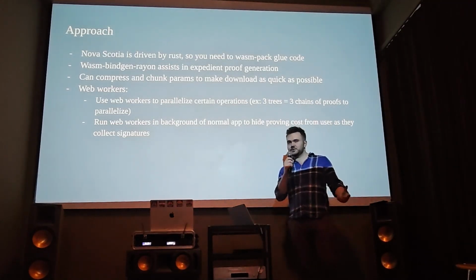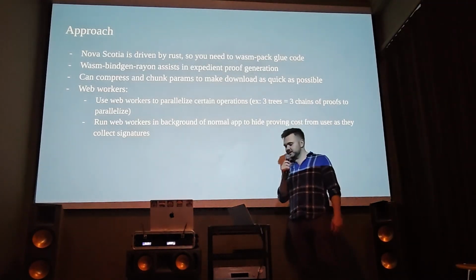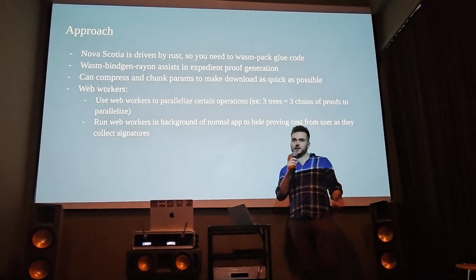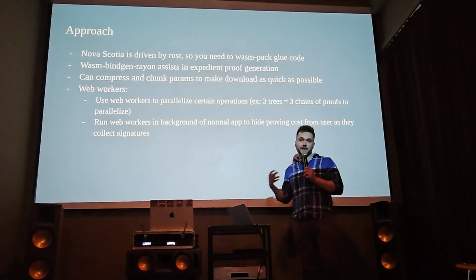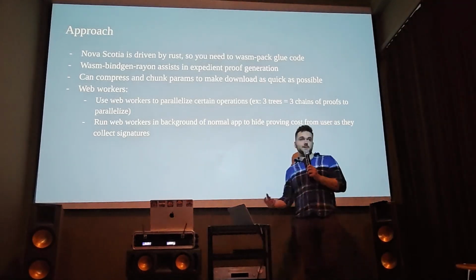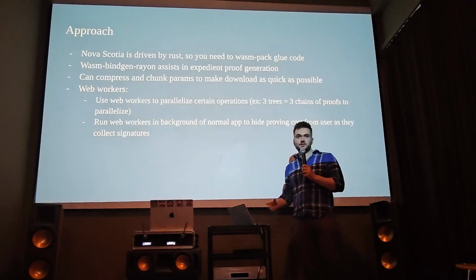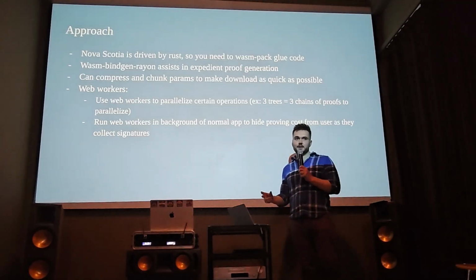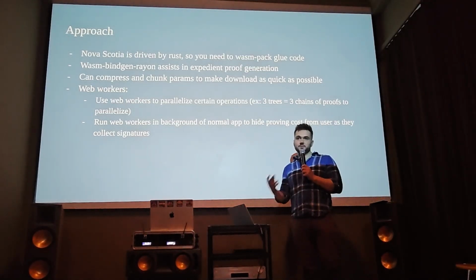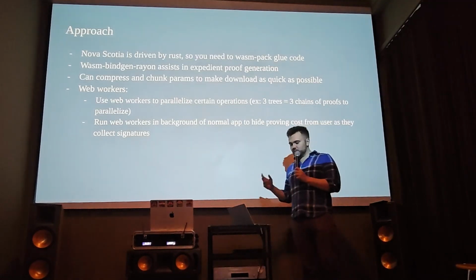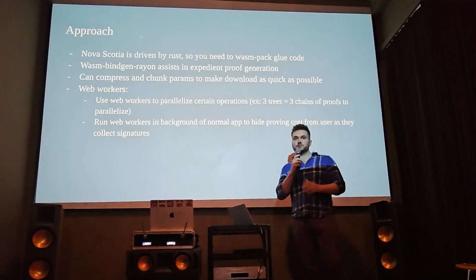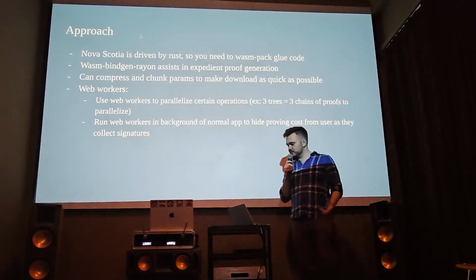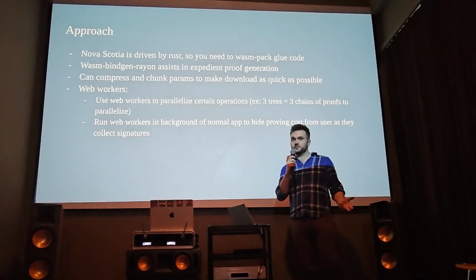Another really obvious and intuitive but important thing to think about is that the params file is pretty huge, so you can just chunk it up and compress it and download that a lot quicker. And finally, we wanted to hide away the actual cost of proving from the users. So what we did is we used various different web workers to make it go in parallel. So in the case of verifying the proofs, there are a couple of proofs and it's all done at the same time.